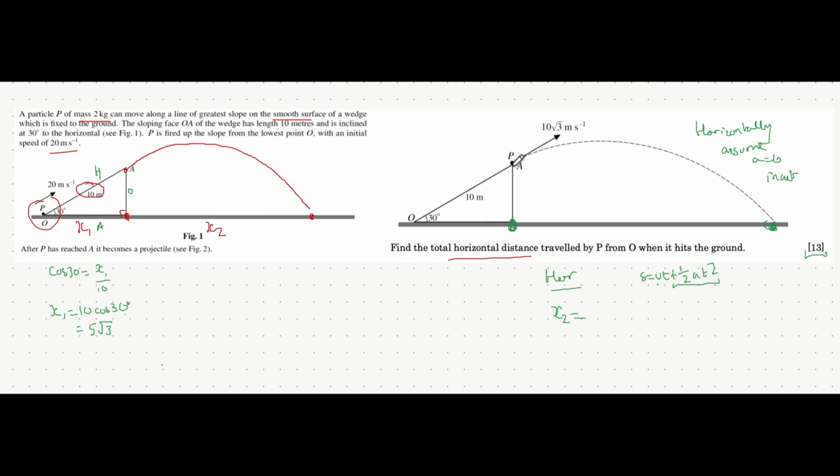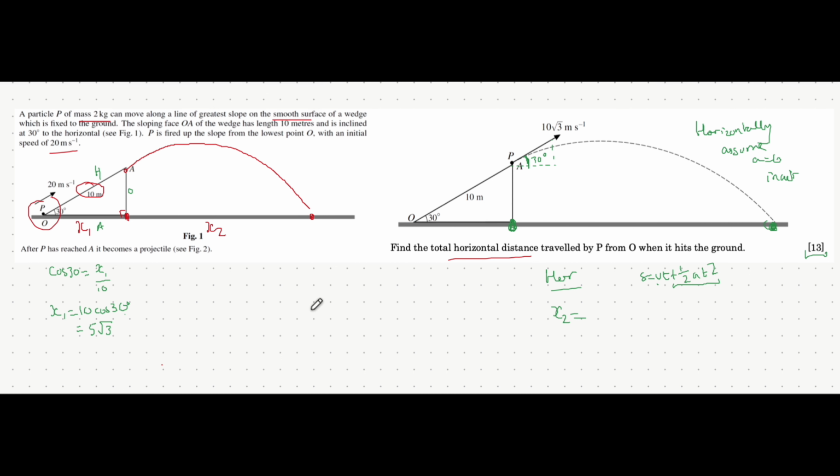How do we find that? Well, once again, the fact that it was moving up this slope the whole time, and when it was projected, that means that this angle here is also 30 degrees. They match. So once again, we can use this right angle triangle, use this initial speed of 10 root 3, and use SOHCAHTOA to find the horizontal component of the initial speed. And that's the horizontal velocity that we take throughout the whole journey from point P back to the ground.